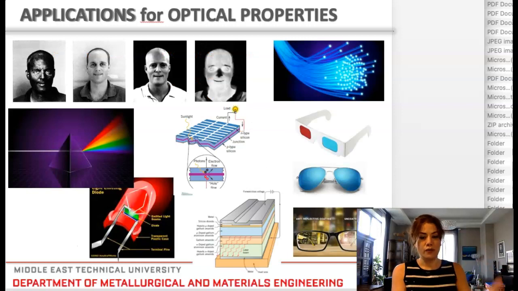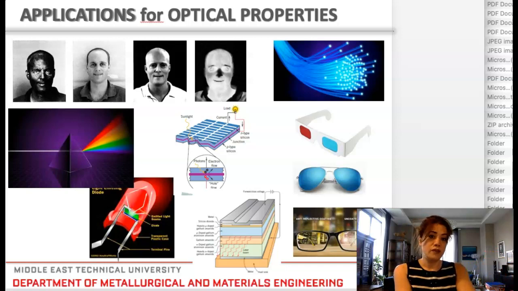So what kind of applications are out there? There are so many applications of these optical properties of materials that we utilize in everyday life. The top four pictures show the same guy imaged by different kinds of detectors. From left to right, we are increasing the wavelength. The very left one is ultraviolet imaging. The second picture, as you can guess, is visible imaging, and then shortwave infrared imaging at night, and night thermal imaging with long wave or mid wave infrared detectors.